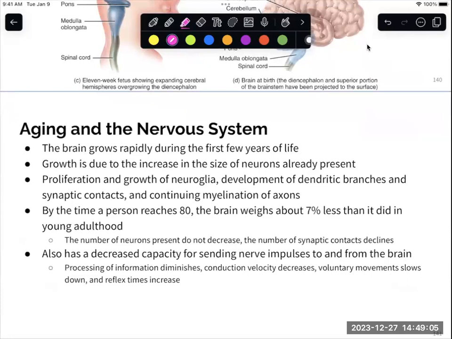By the time somebody reaches the age of 80, their brain usually weighs about 7% less than it did as a young adult. The number of neurons doesn't get smaller. It's just the number of synaptic contacts that goes down. So one nerve connecting to the next. There's also a decreased capacity for sending this nerve information out. So being able to process information goes down. That conduction velocity, how fast that information goes out. Voluntary movement slows down. Reflex times are going to increase.